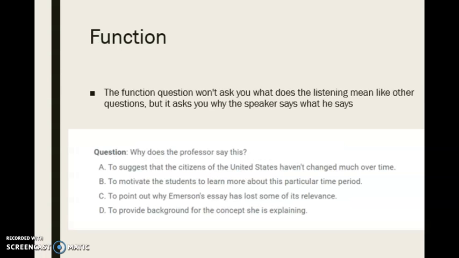Function. The function question won't ask you what the listening means, like other questions, but it asks you why the speaker says what he says. Many times the speaker uses slang, idioms, or says things that are not directly relevant to what the question asks. Your job is to figure out what this seemingly irrelevant information does in the whole dialogue or talk. As you can see here, we have an example of a function question.